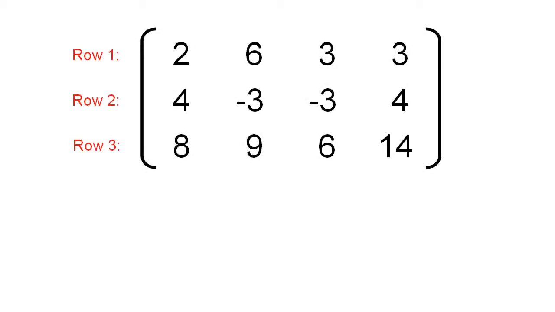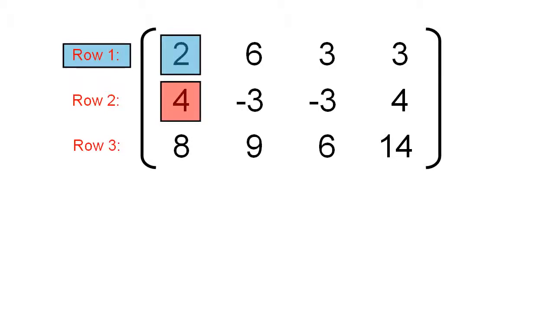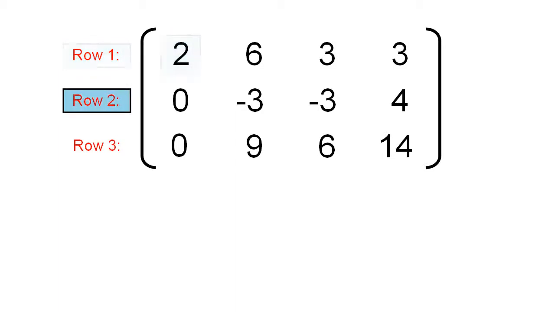Okay, what we want to do is to first look at row 1. It starts with a non-zero element, and then use linear combinations of row 1 with rows 2 and 3 so that we get zeros in that first column below the first entry. Like that.